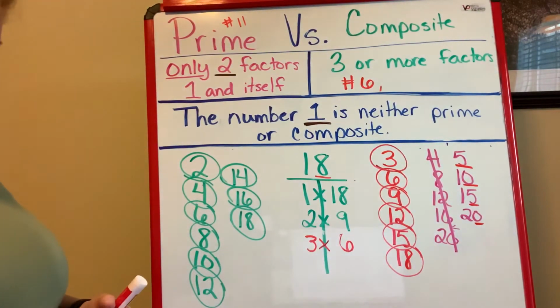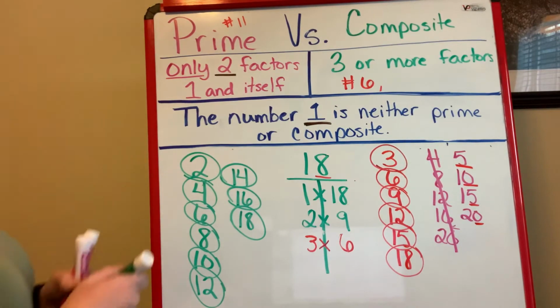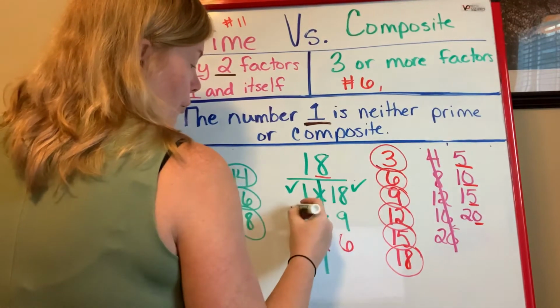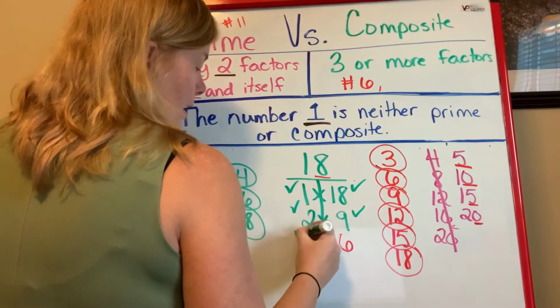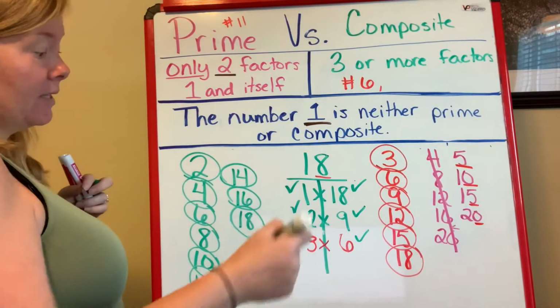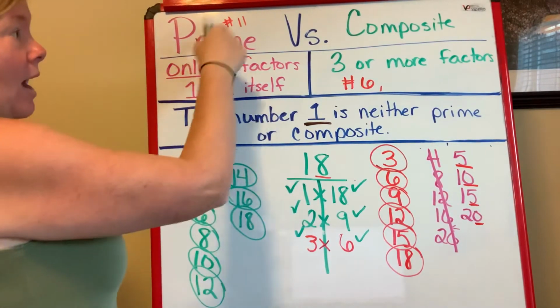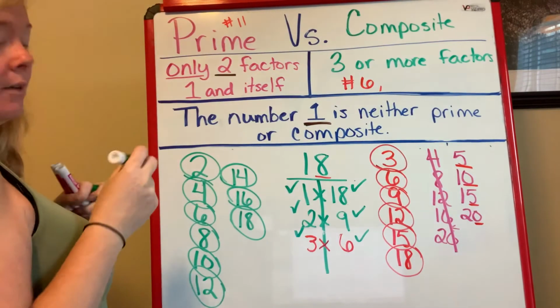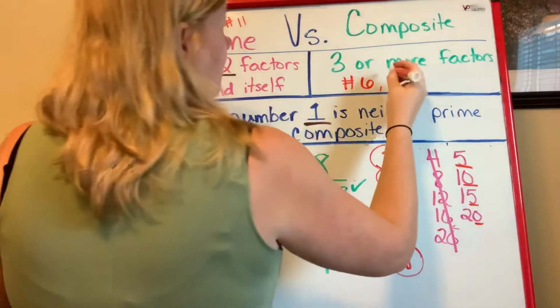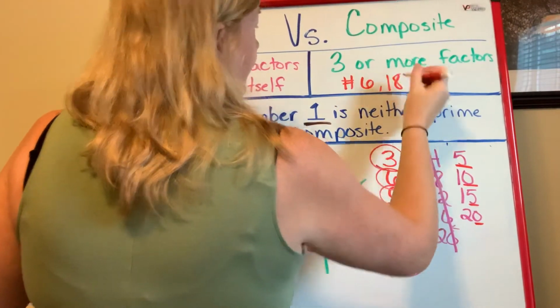How many factors does the number 18 have? Perfect. It has 1, 2, 3, 4, 5, 6 factors. So that makes the number 18 prime or composite? Perfect. It's composite. It has 3 or more factors.